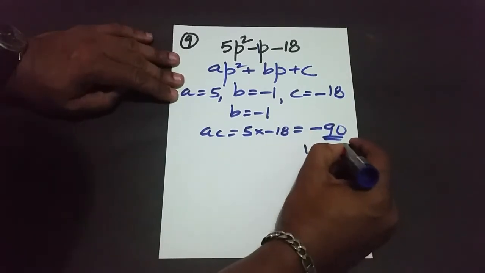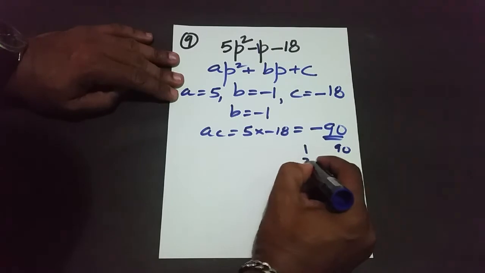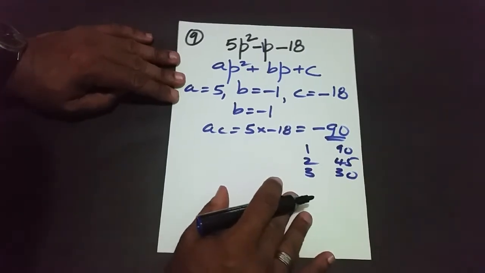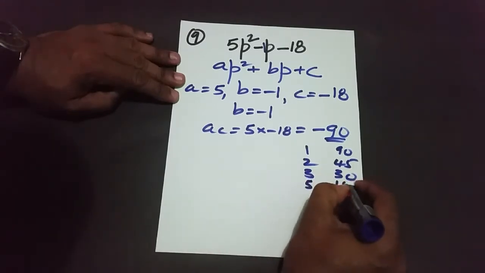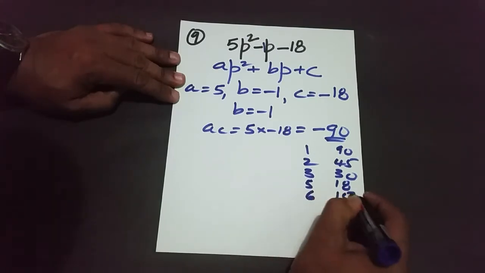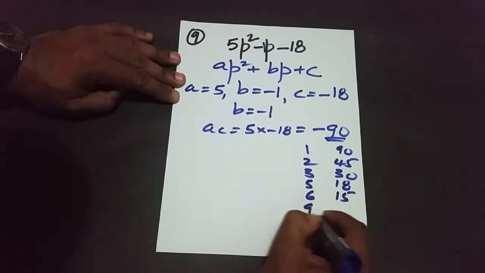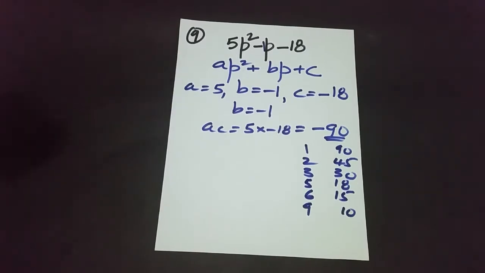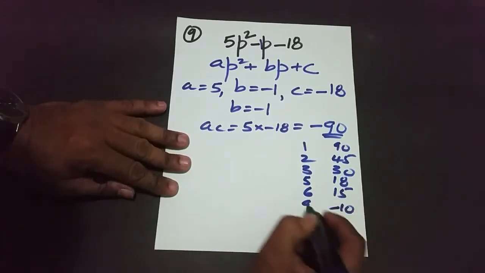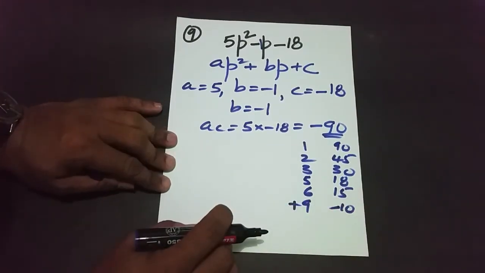Factors: 1 times 90 is 90, 2 times 45 is 90, 3 times 30 is 90, 5 times 18 is 90, 6 times 15 is 90, and 9 times 10 is 90. So all of those are factors of 90. So the question is, which two numbers when added together give you negative 1, and when you multiply those same two numbers you get negative 90? That looks like negative 10 and positive 9.